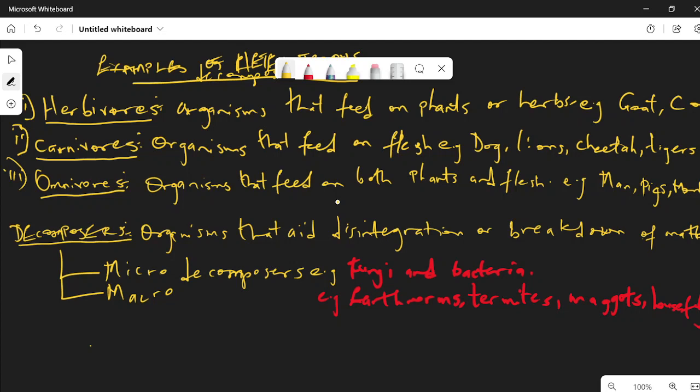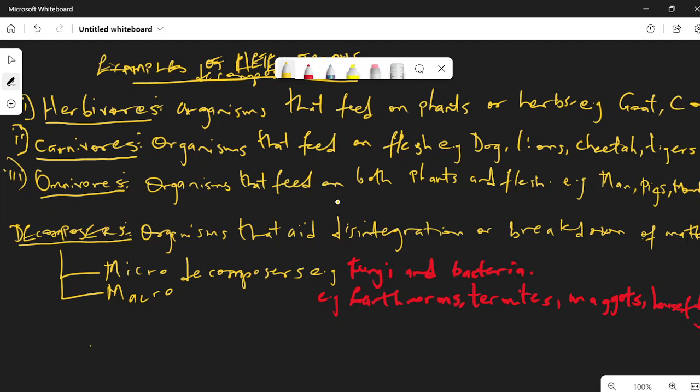And then we went further to talk about the decomposers. And I said that decomposers are organisms that aid disintegration or breakdown of matter. If you remember, matter can be defined as anything that has mass and occupies space. In fact, man is a matter because human beings have mass and they occupy space, isn't it? Is that not true? Yes, sir. Good. So man is also referred to as matter. So organisms that can bring about disintegration of any matter are referred to as the decomposers.